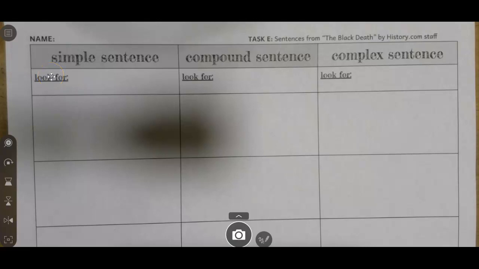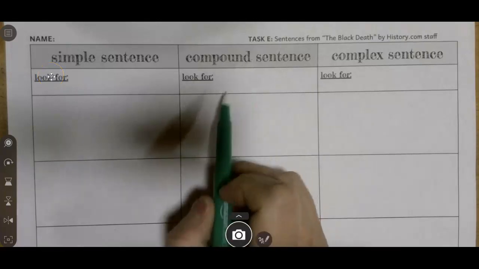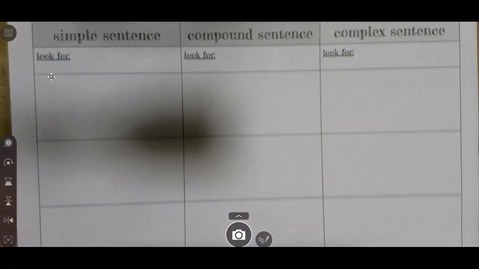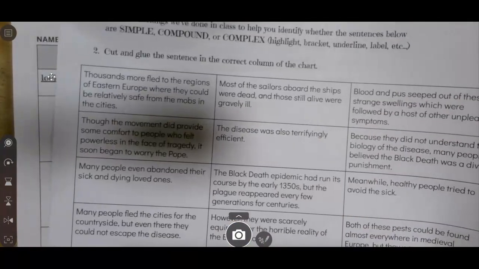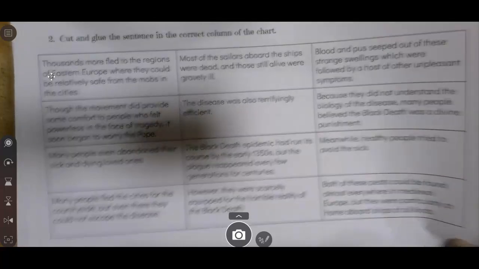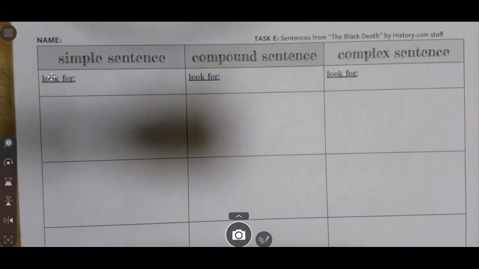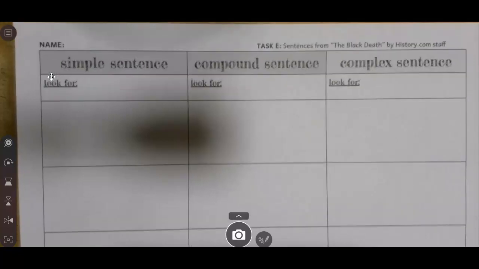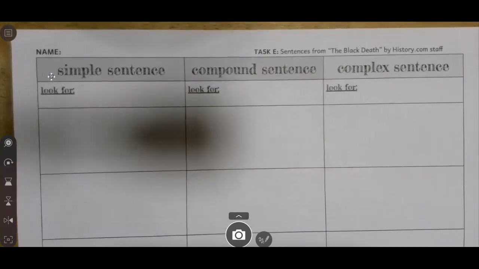For this task, you should have 2 documents for task E. This one that's a grid is going to be on colored paper, and this one is on white paper because you're going to highlight and do some annotating on it. Make sure that when you are done with this, you turn this paper in for your completion grade.